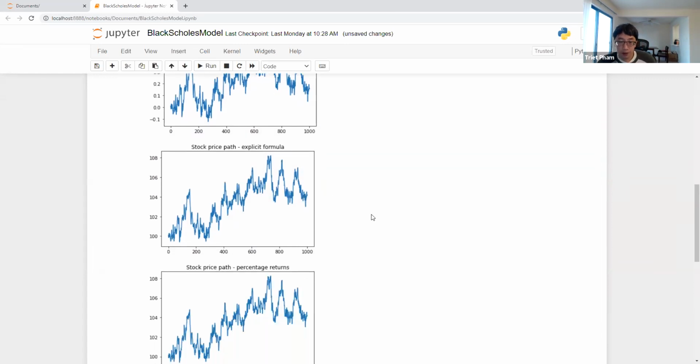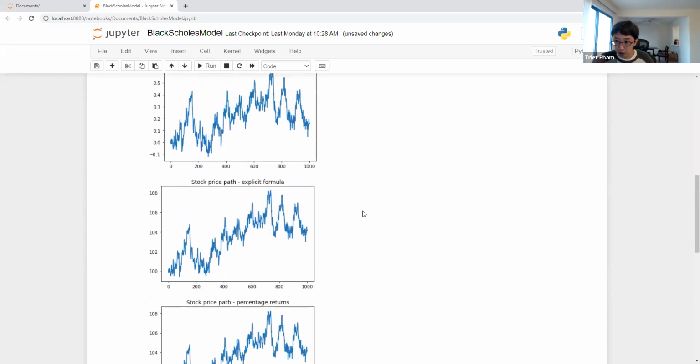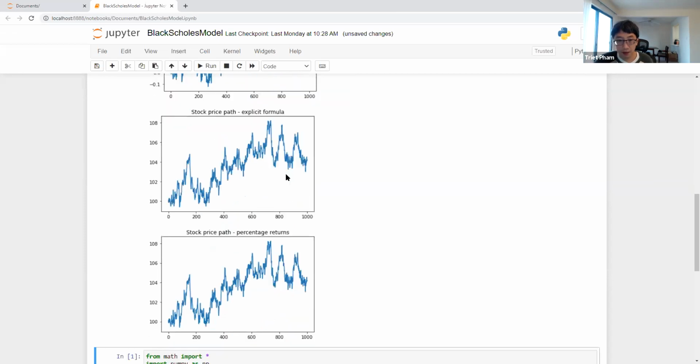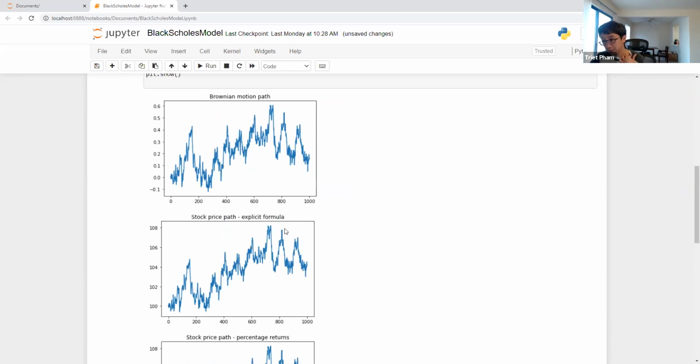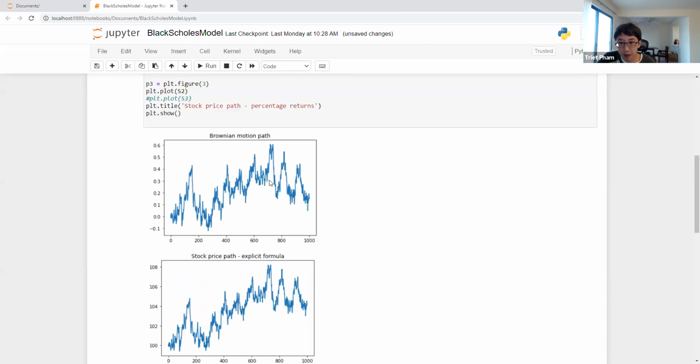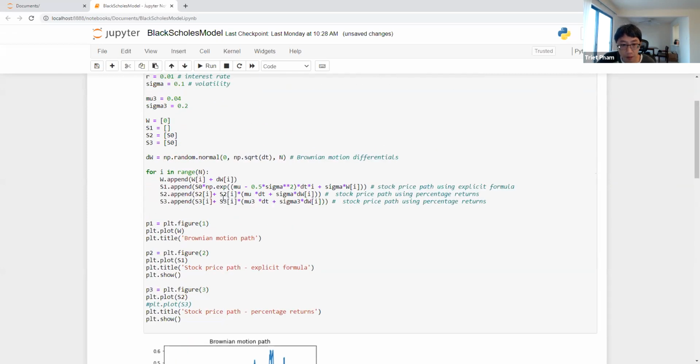Another thing to pay attention to is that it may look a little bit suspicious that somehow the stock price path and the Brownian motion path look very similar. When I simulated it, I felt a little suspicious, but actually that's to be expected. Why? Because ultimately the stock price is the exponential of the Brownian motion.